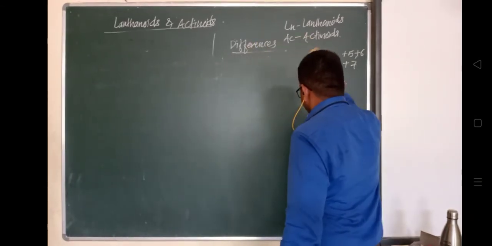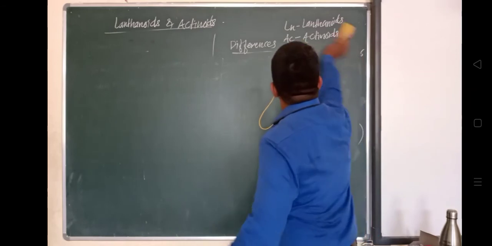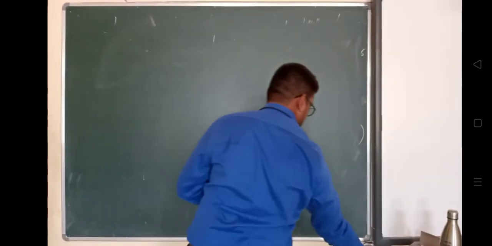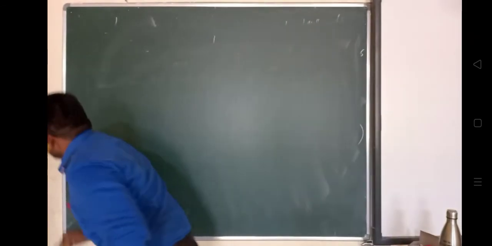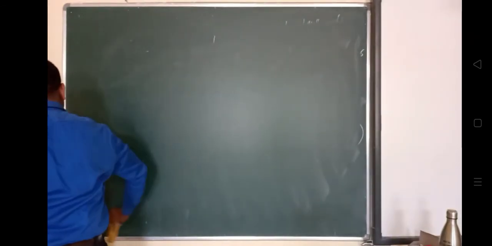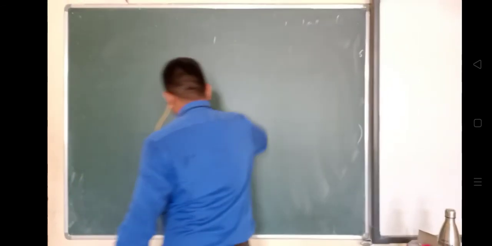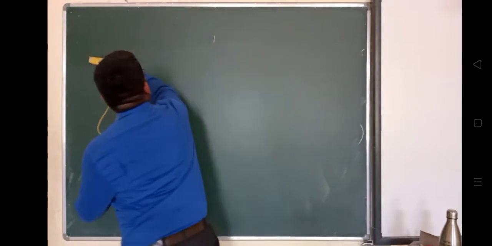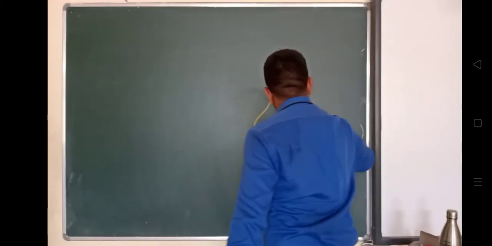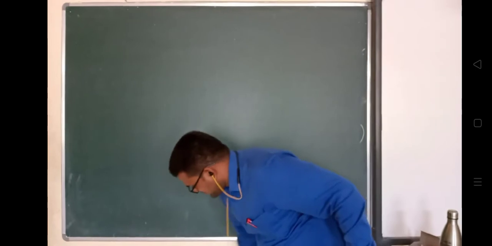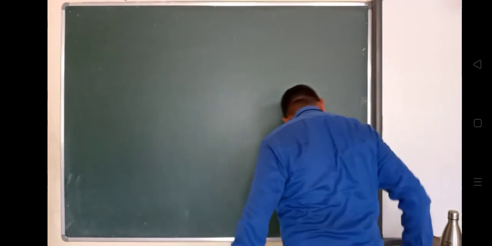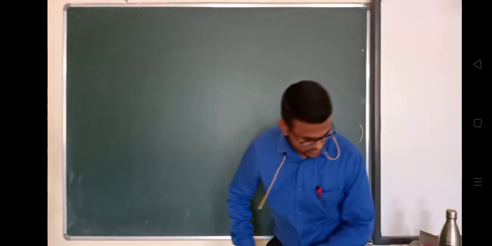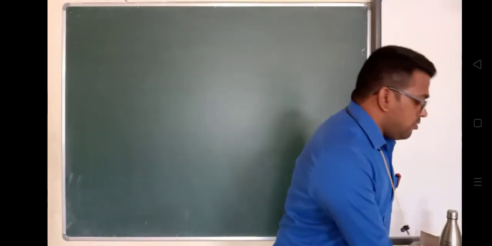So it is the last topic of this chapter: post-actinoid elements. What are these post-actinoid elements? As the name is given, post means after actinoids. The actinoid series ends at lawrencium, whose atomic number is 103. So actinoids end at lawrencium, whose atomic number is 103.